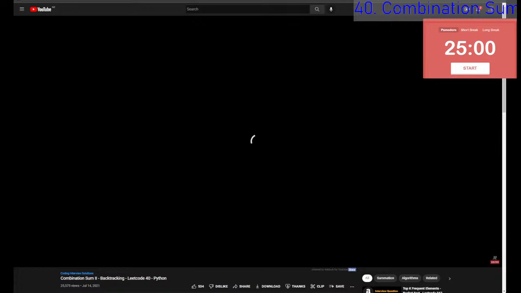Also, each number from candidates can only be used up to one time. So it's not like it's unbounded, right? We don't have an infinite supply of each one. And the solution set cannot contain duplicates. So this is what's actually going to make this problem a little bit tricky, because take a look at the input, right? So we want to sum up to target A.